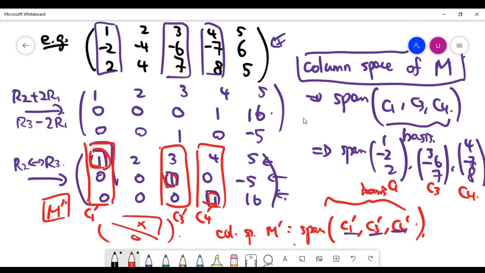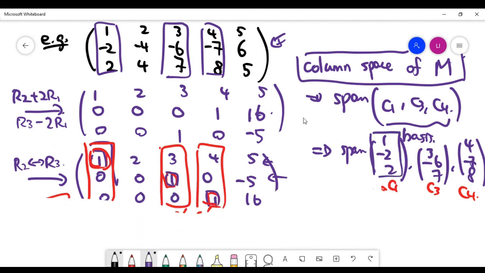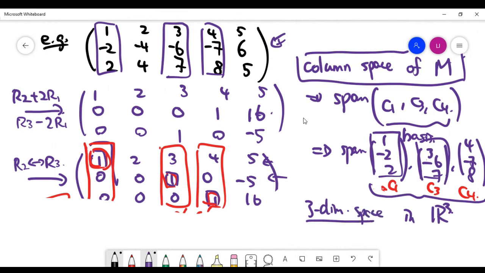And let's try to describe this column space. See, each column vector has three coordinates, right? It means the column space must be sitting in R3 because each vector has three coordinates. And because our basis now has three columns as the basis vectors, it means it must be a three-dimensional space in R3, because the dimension of our column space is the same as the whole space. It simply means our column space is basically R3, right? Basically the whole space here.